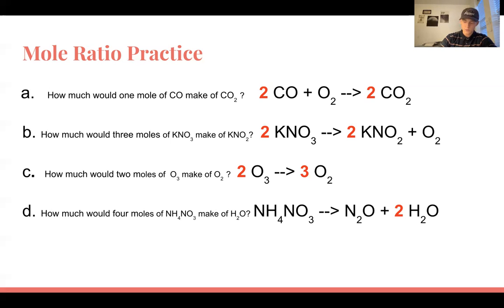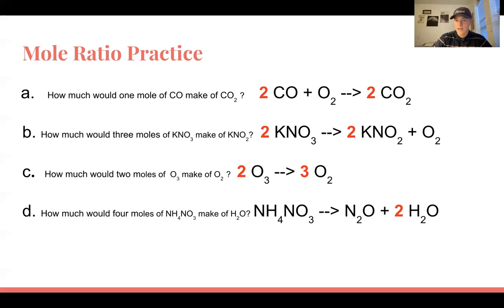Now for B, what you're going to do is the same thing. So we have 3 moles. We're going to start with 3 moles of potassium nitrate. If we look at the equation, the ratio is for every 2 moles of potassium nitrate, we get 2 moles of potassium nitrite. So it's the same kind of equation.